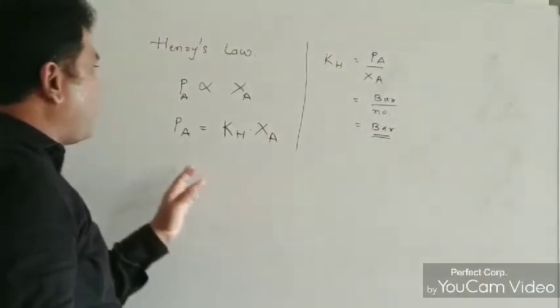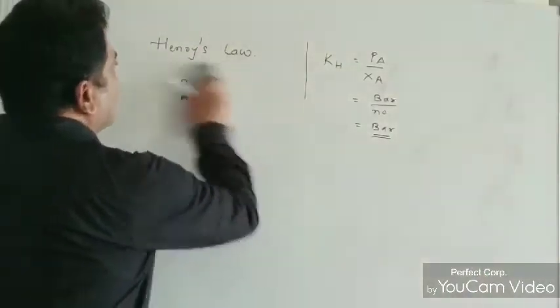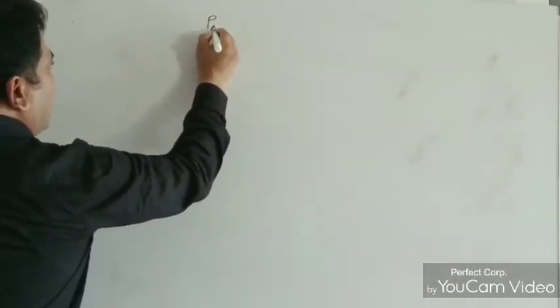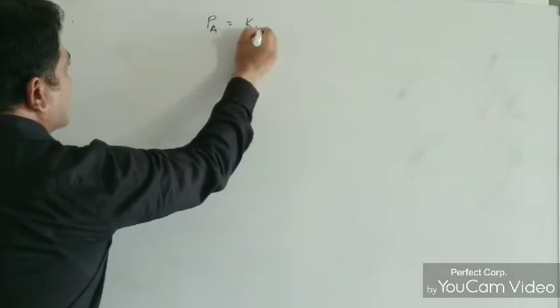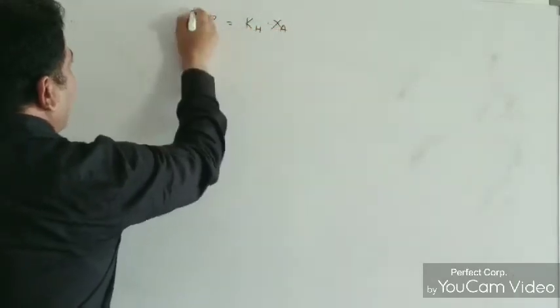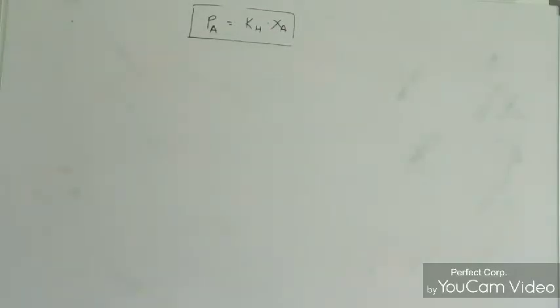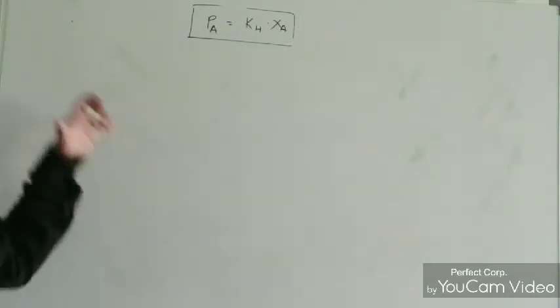Okay, so here my point is to make out this formula. So today we have the formula, Henry's formula. What do we have? P of A is equal to KH into XA. According to this formula we have to work today. Using this formula we will do sums today, and that's why this video is on.